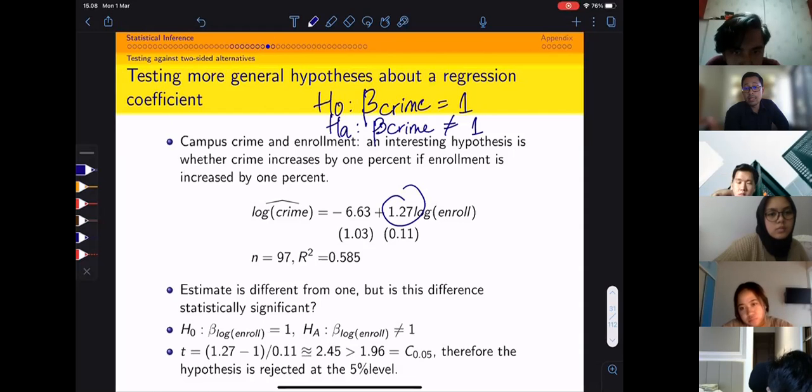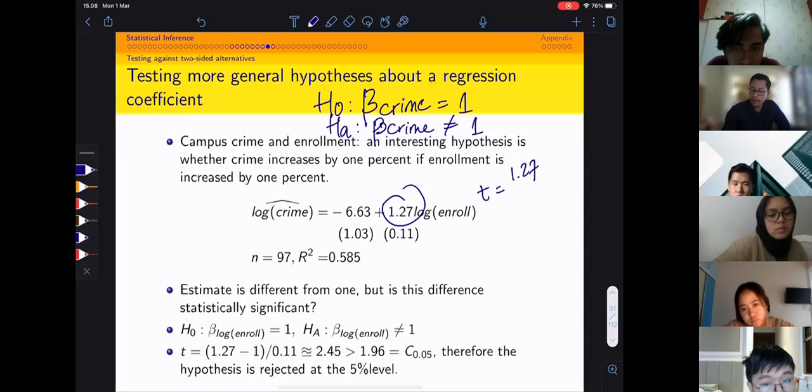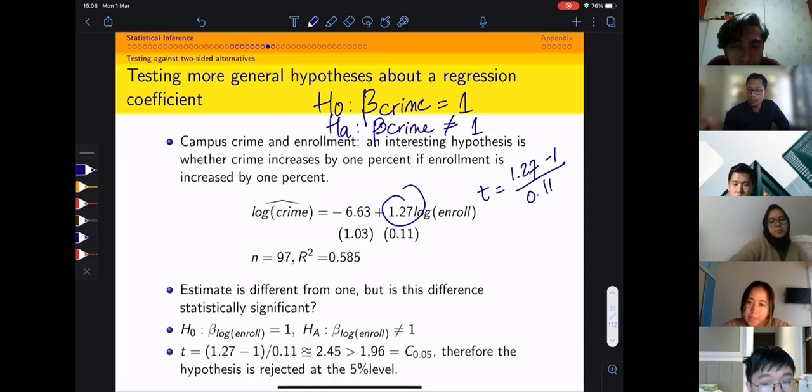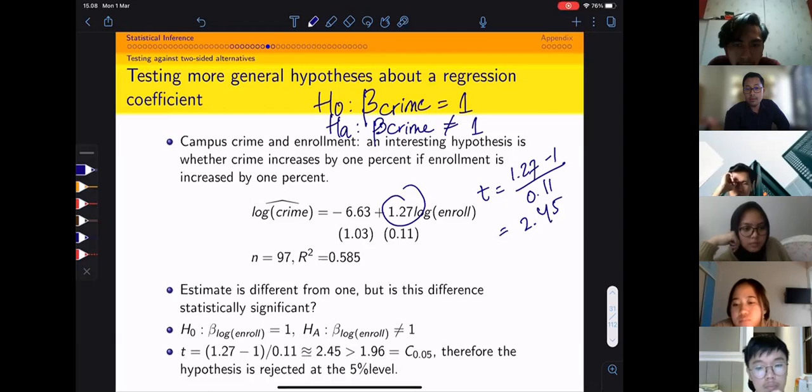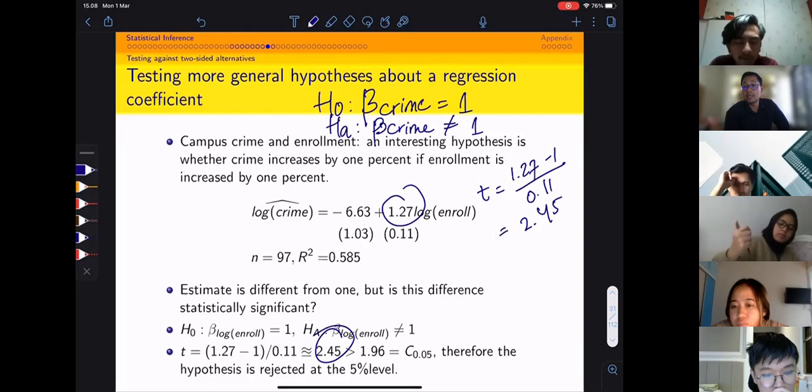Well, we just have to do the t statistic. So the t statistic is now 1.27 minus 1 divided by 0.11. Okay, and we're going to get a t statistic which is close to 2.45. Now recall that the rule of thumb for alpha equals 1% is 2.56. So 2.45 is actually lower than 2.56, and so it's not statistically significant at the 1% level.